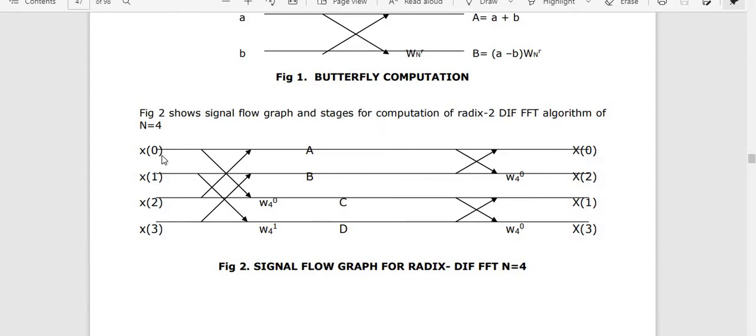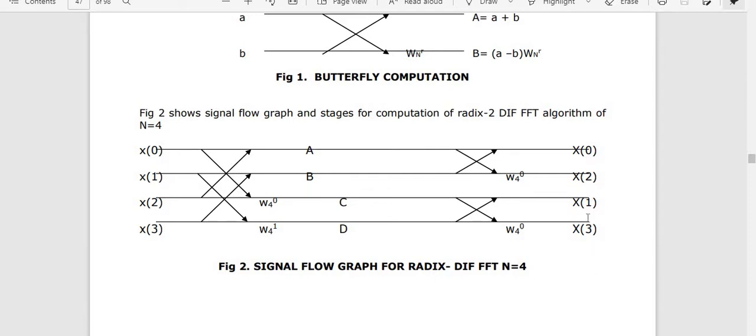So for C, what I can write? I can write X of 0 minus X of 2 of W4 power 0. Likewise, A minus B, Wn of R. In this way, what I can write for the C value? X of 0 minus X of 2, W4 power 0. So for D, what I can write? X of 1 minus X of 3, W4 of 1. So this is my input for stage 1 analysis.